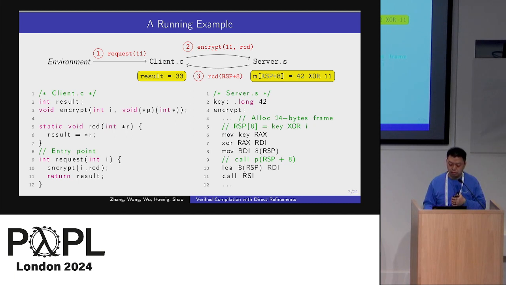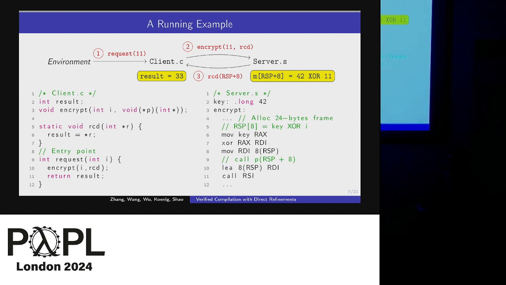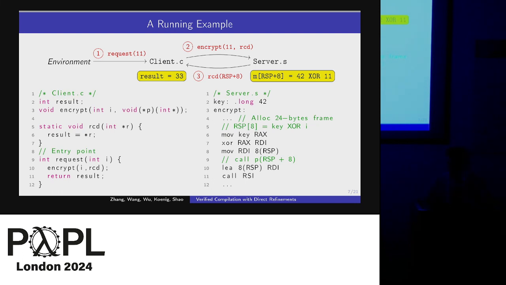The server performs encryption by XORing the value with a secret key, which is 42, and stores the result on the stack frame of the server at the address RSP plus 8. Then it passes this pointer back to the client. The client will read the result from this pointer and store it in a global variable. So why is this program interesting? Because it has non-trivial ping-pongs between two different modules, and also passing of pointers between the client and the server, so you have a leak of pointers and memories.